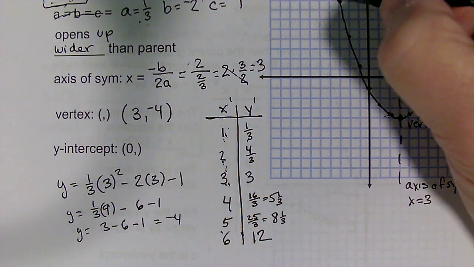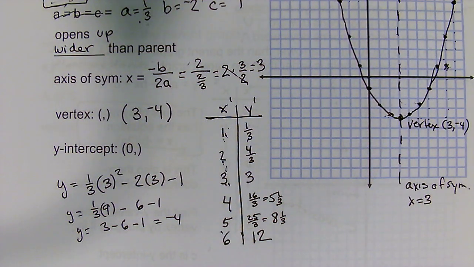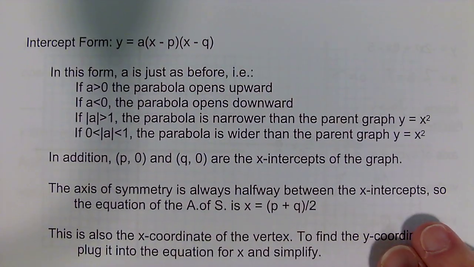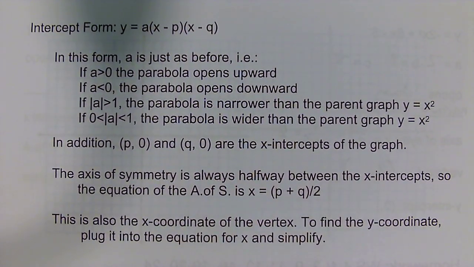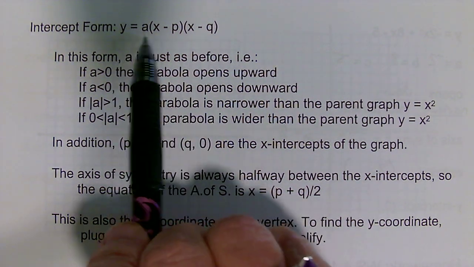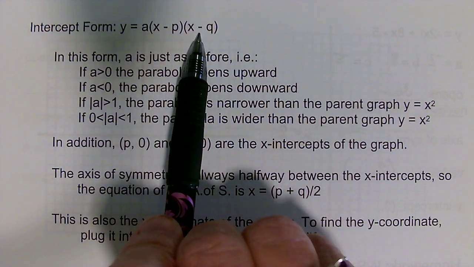But now we're going to look at two different forms of the equation for a parabola. One form is called intercept form. Now, if you remember, we were talking about factoring. And when we factor, a quadratic equation ends up looking like this.